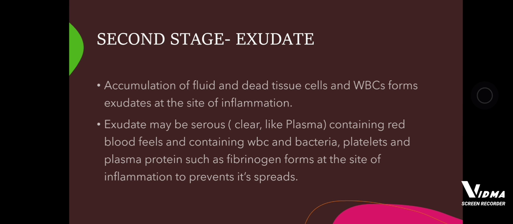This is the second stage. First stage, vascular response. In that, vasodilation will be there, blood flow will increase, capillary permeability will increase. In the second stage we have seen WBC form exudate. Exudate is a clear plasma-like structure. It will release or form the red blood cells, which may contain the plasma protein, as fibrinogen, at the site of inflammation, and it will prevent the inflammation from spreading into other parts.